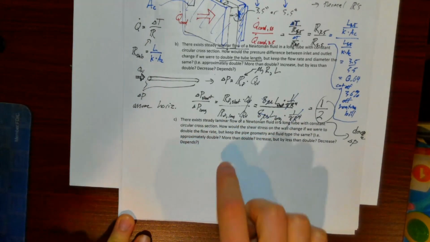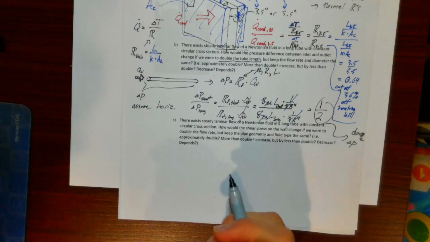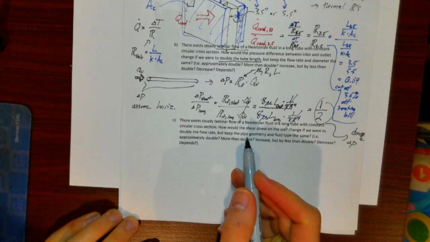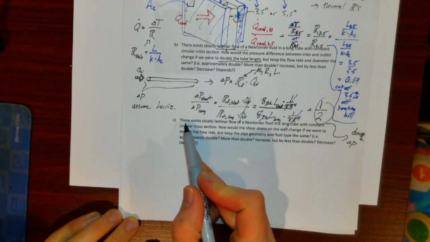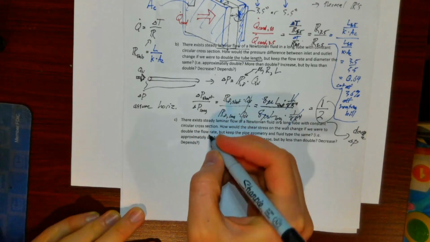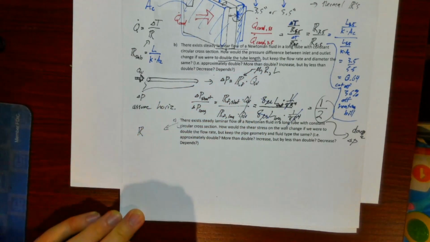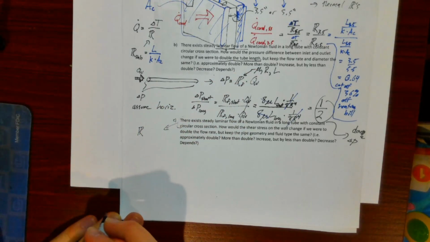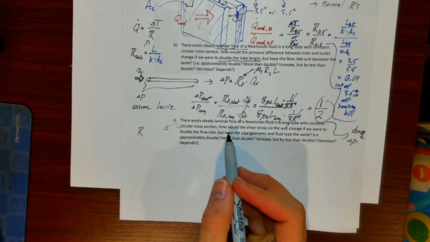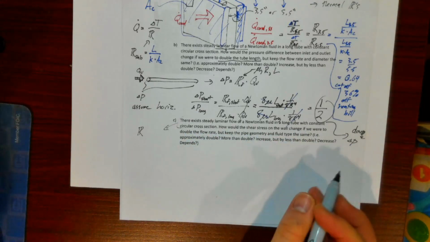All right, so let's take a look at this next one. You can pause before we proceed. All right, so hopefully you had a chance to pause. Here we are. We continue to have a steady laminar flow, Newtonian fluid, constant circular cross-section. So we could use fluidic resistors if we wanted to, again. But this question gets at a different point. How would the shear stress on the wall change if we were to double the flow rate but keep the pipe geometry and stuff the same?